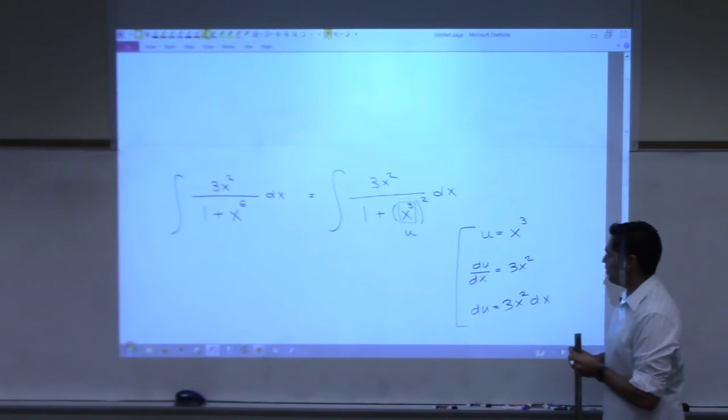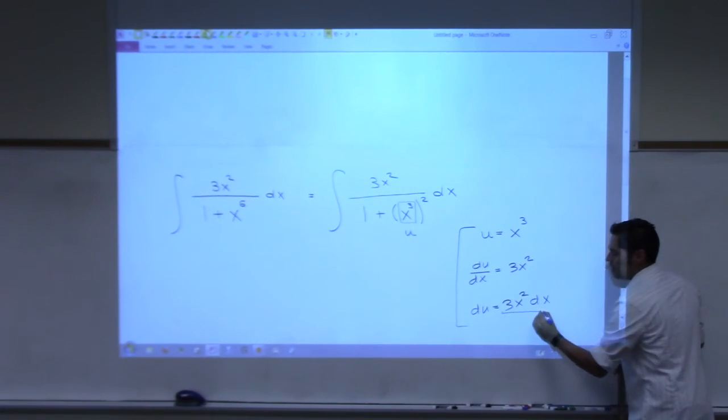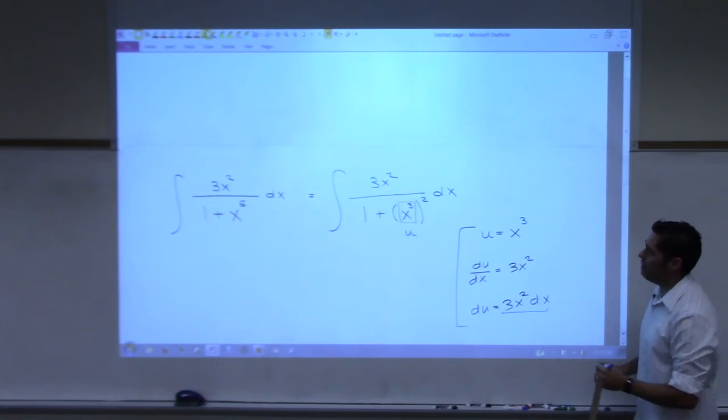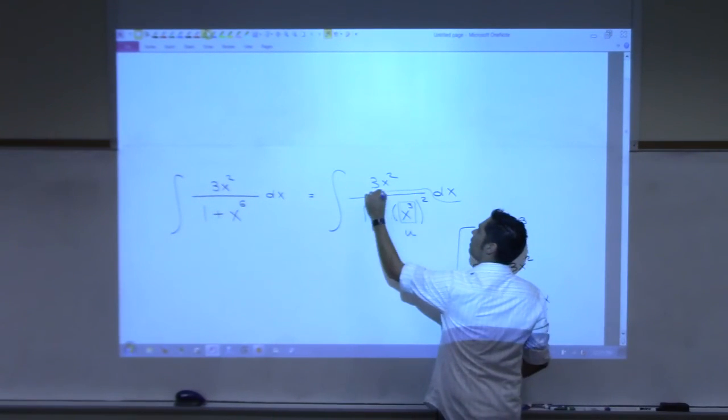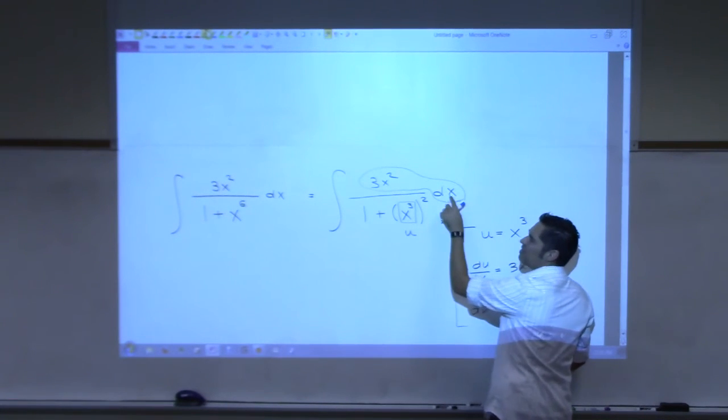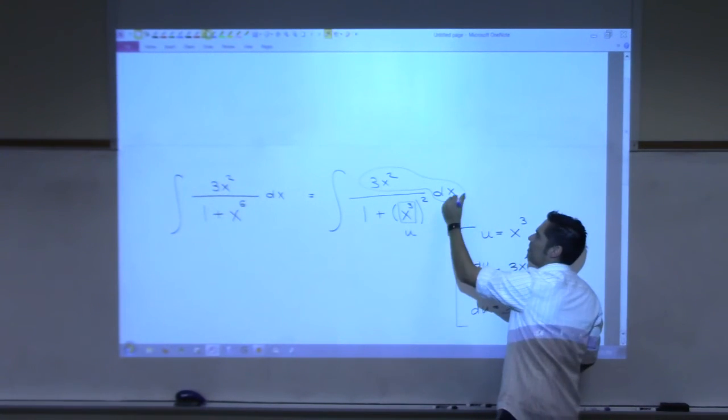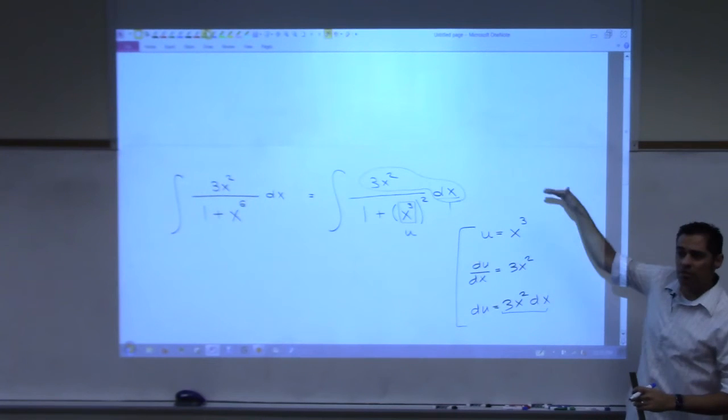And I'm going to replace, let's see, I'm looking for 3x squared dx. Do I have it? Yeah, I have 3x squared dx. It's this whole thing right here. And remember, that dx is really on the top, okay? Because this is like dx over 1. It's like a fraction, so it's really up top.